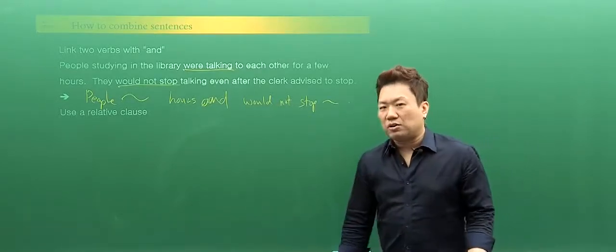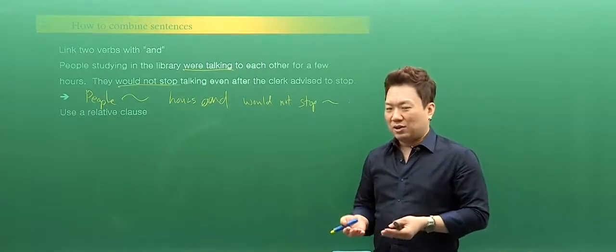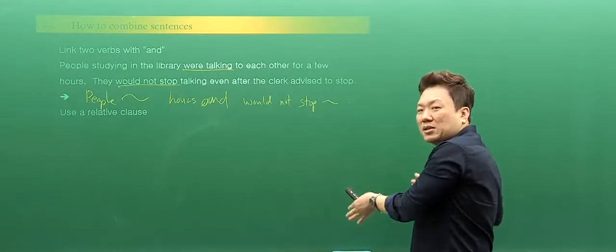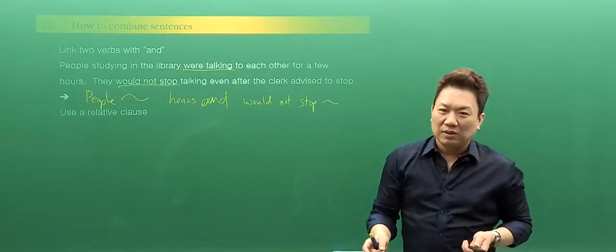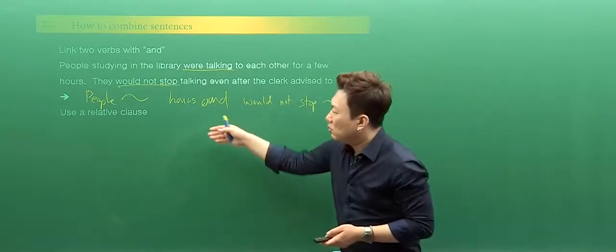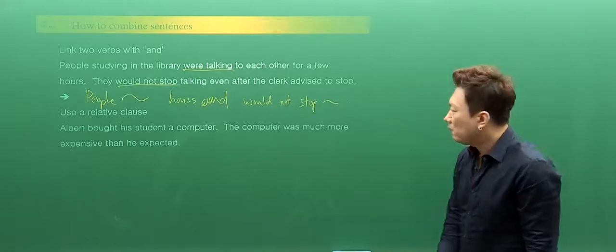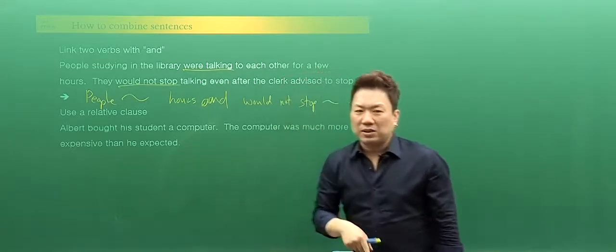You know what the relative clause means, right? The who, which, and that. We, of course, use that one because if one sentence modifies the other sentence's part, especially the noun part, okay, then we use relative clause, just like this. Albert bought his students a computer. The computer was much more expensive than he expected.